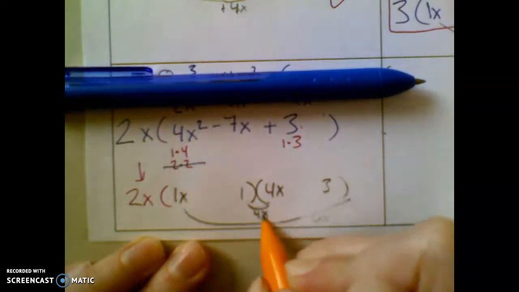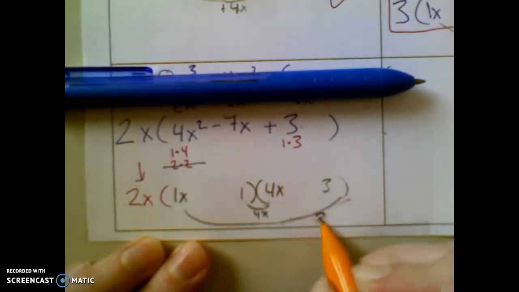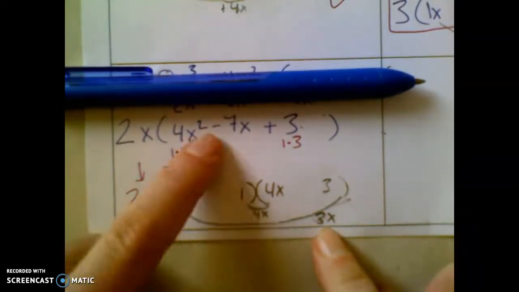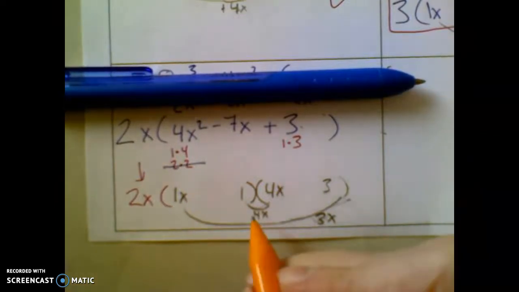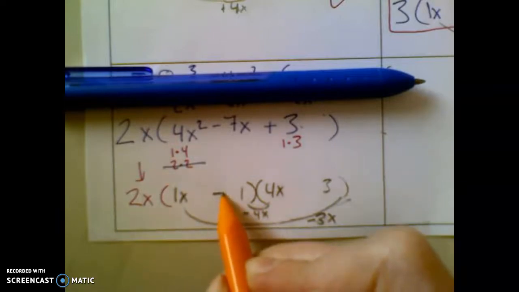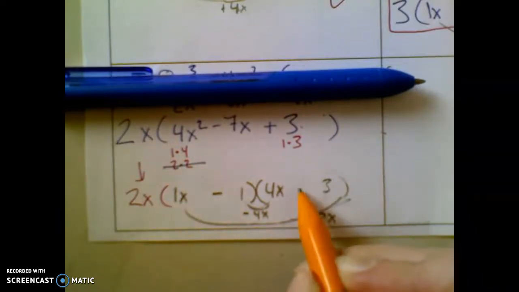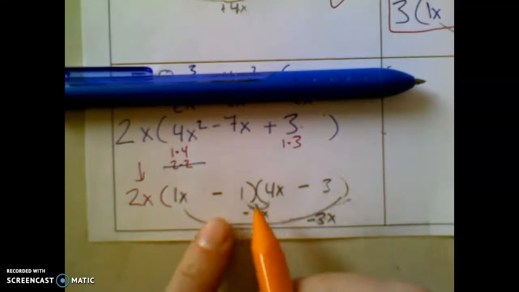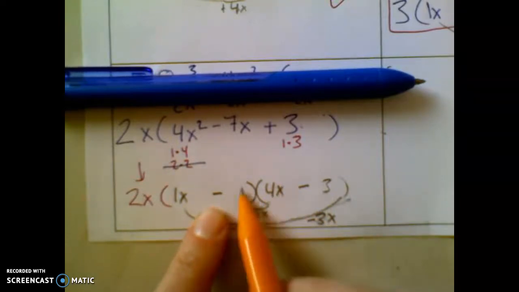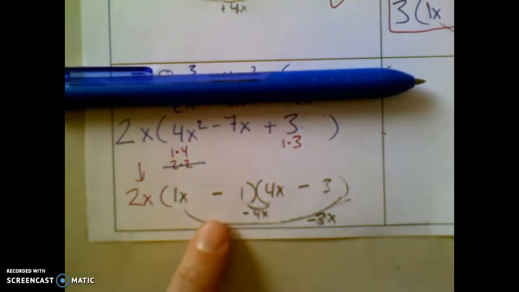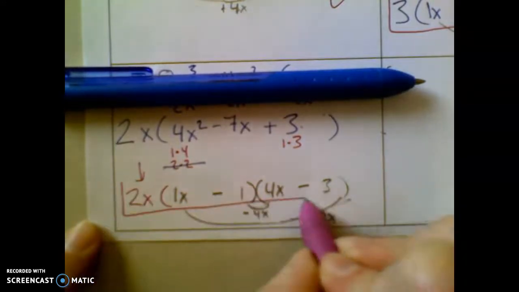Inner product 4x, outer product 3x. Can a 4 and a 3 give me negative 7? Yes, they can. If I have a negative 4 and a negative 3. Inner product, negative 4. Outer product, negative 3. And when I say negative 4, I mean negative 1 times 4. That's how I get my negative 4x there. So that actually is my final answer.